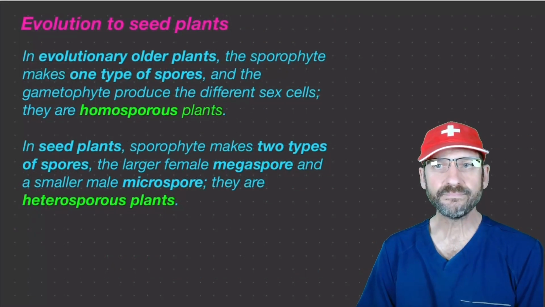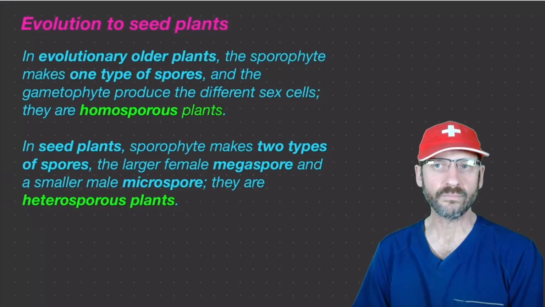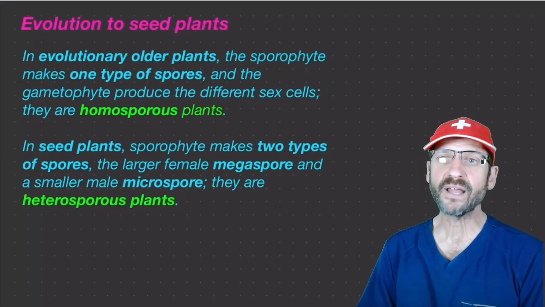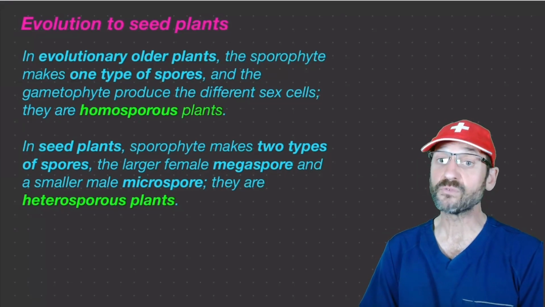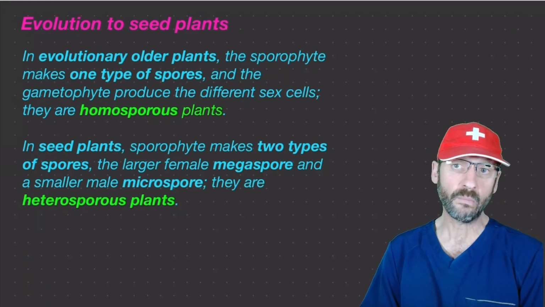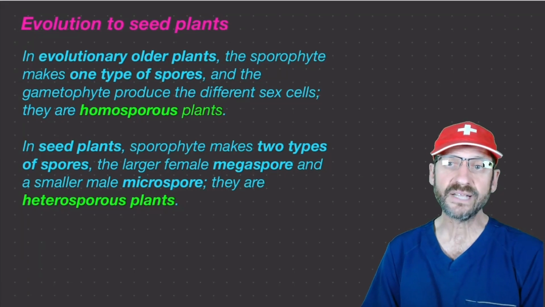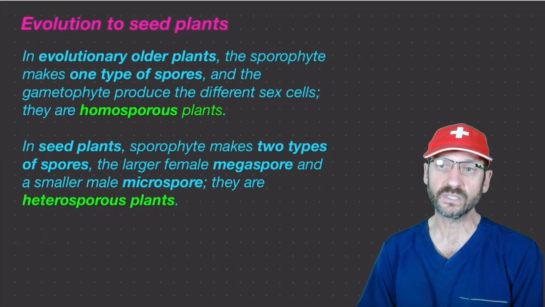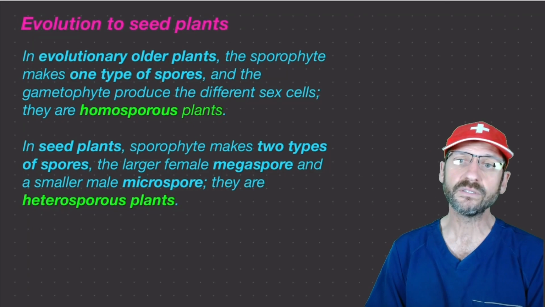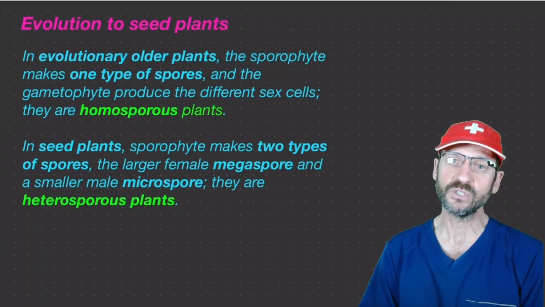Over time, plants develop seeds, a big step in becoming less dependent on water. With the diploid sporophyte having become the main physical part of the plant, the evolutionary stage is set for seeds to develop. In this development, it becomes the sporophyte that makes the two different types of sex cells rather than the gametophyte. The gametophyte is reduced to only a few cells hidden within the sporophyte's tissue.